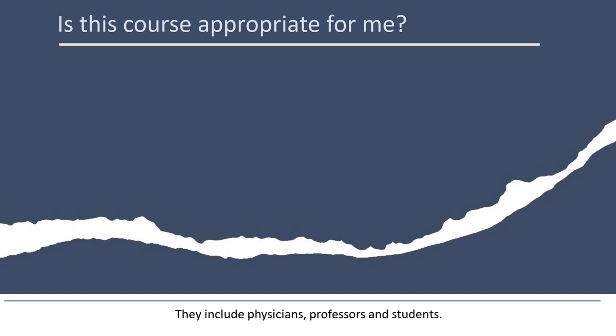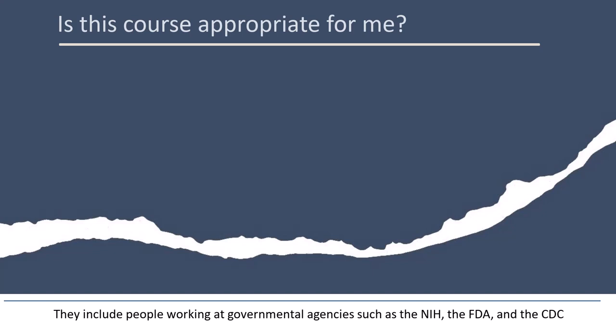They include people from universities and hospitals in the US, the UK, Australia, China, Japan, Hong Kong, Israel, Saudi Arabia, and Korea, among others. They include people conducting research at pharmaceutical companies and companies working on gene therapy. They include people working at governmental agencies such as the NIH, the FDA, and the CDC. In fact, I've delivered this workshop at each of those agencies.